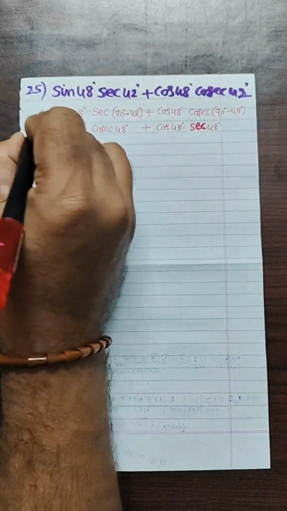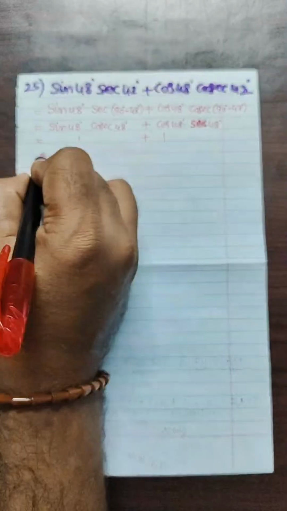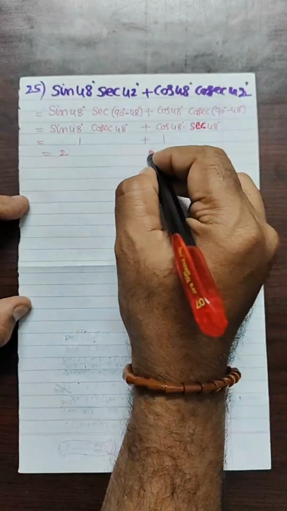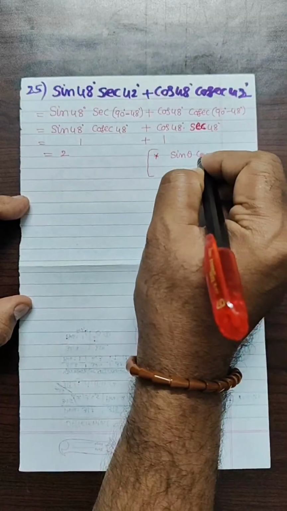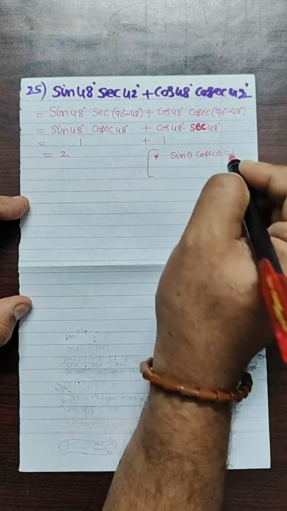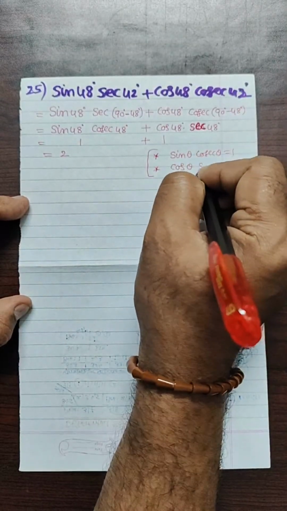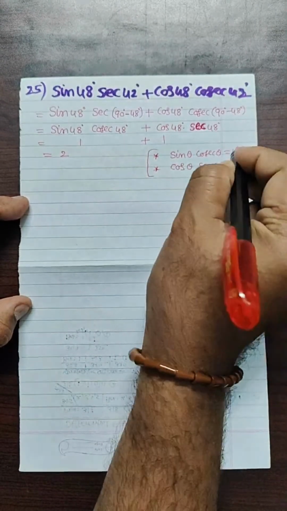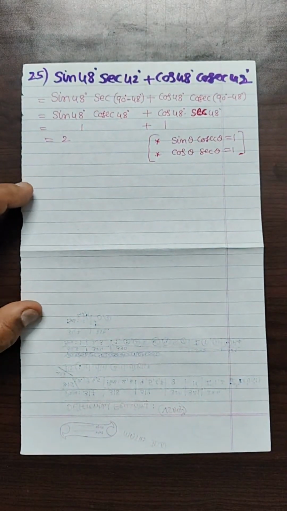So this value is 1 plus this value is 1. 1 plus 1 is 2. Since sin theta into cosecant theta is equal to 1. Next, cos theta into secant theta is equal to 1. So because of this, you have the answer is 2, dear students.